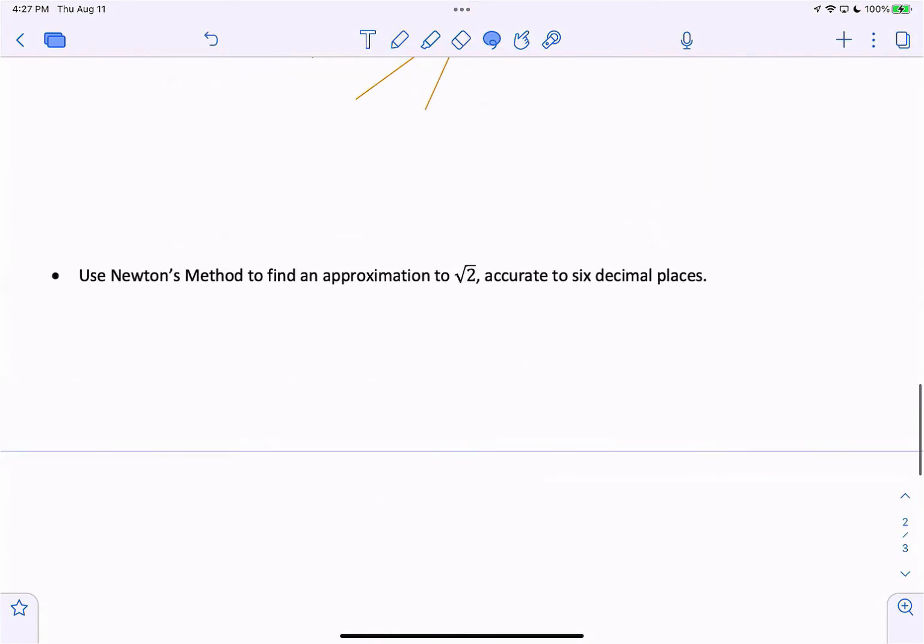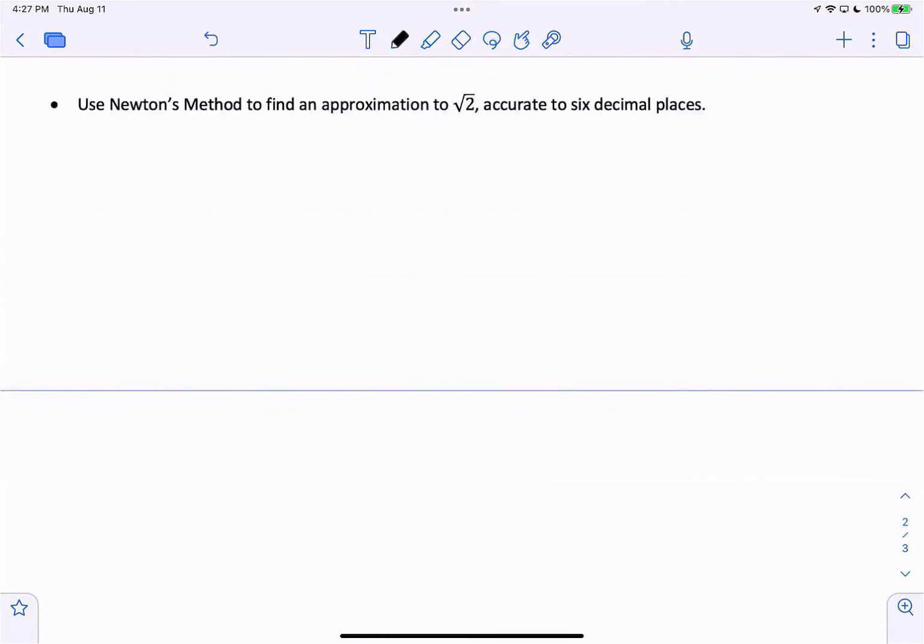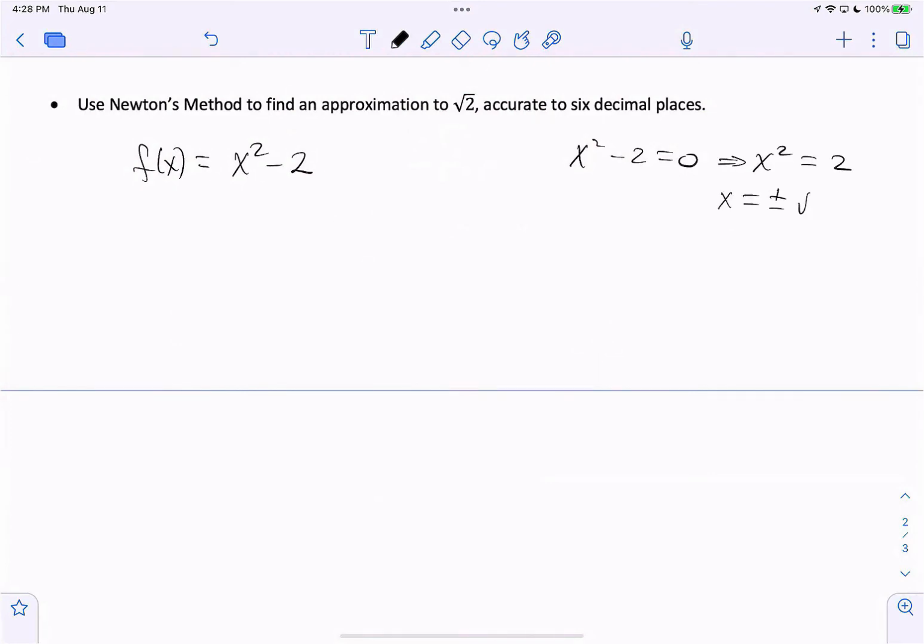Now we're going to do an exercise here. We're going to use Newton's method to approximate the square root of 2 accurate to 6 decimal places. Well, I know that the square root of 2 is a 0 for f of x is equal to x squared minus 2. We know that because we can set x squared minus 2 equal to 0, and then I'll get that x squared is equal to 2, and so x is equal to plus or minus the square root of 2.